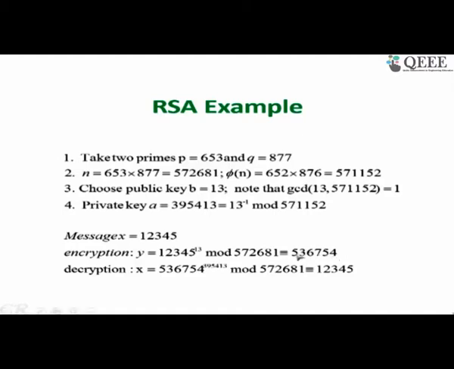Then this ciphertext is sent over the internet to Bob's side, where he takes the ciphertext, raises it to the power of A, that is 395413, modulo the same n, 572681, to get the original number 12345. So you see that when Bob decrypts the ciphertext, he gets back the original message 12345 that Alice had sent him.